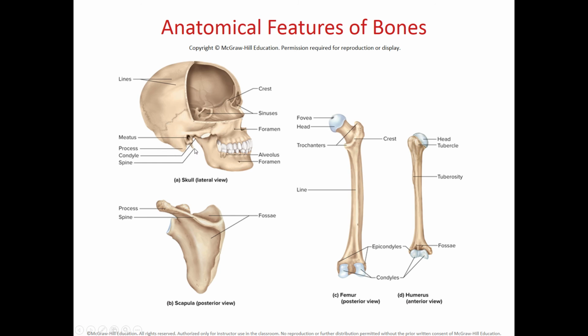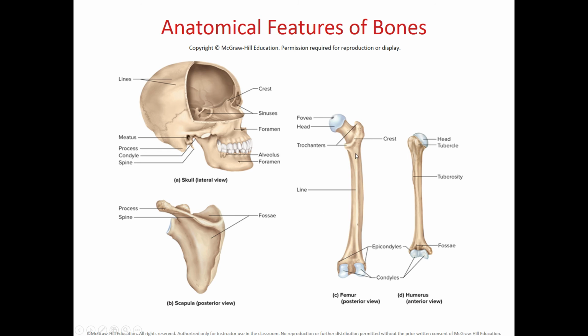And then we have a slender sharp projection that is a spine, and then we have foramen in here, and we have an alveolus or socket here in the mandibular bone, and then another foramen, and then we have cavities filled with air like these sinuses. This is the frontal sinus, this is the sphenoidal sinus. Here within the scapula, we have this projection that is called the spine, and then we have depressions. This is the supraspinous fossa and infraspinous fossa.